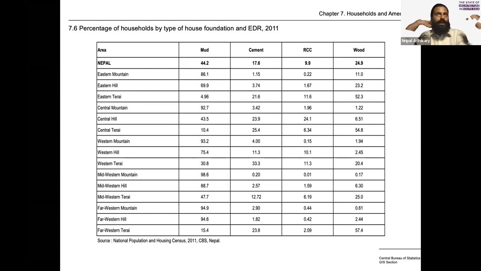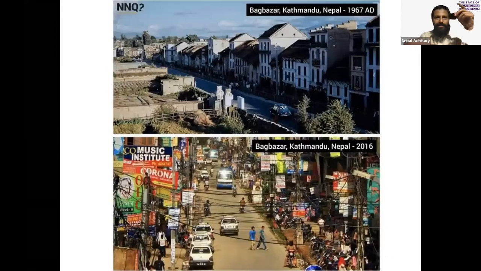And on the other hand, we are not even encouraging it. We sometimes even criminalize it or ban it altogether, right? If you look at this picture, this is a street in Kathmandu in 1967, a beautiful row of houses built with adobe, terracotta and wood. And the same street now, in 2016, it's all concrete, right?